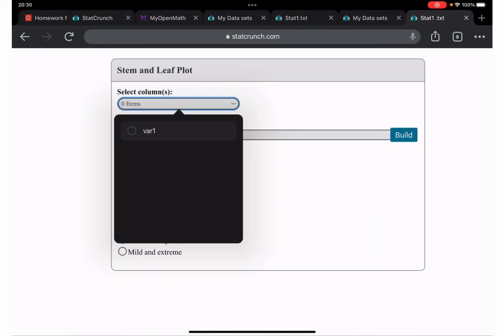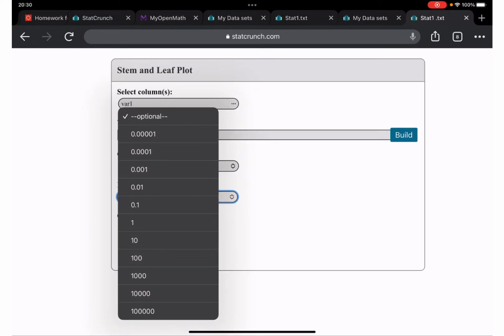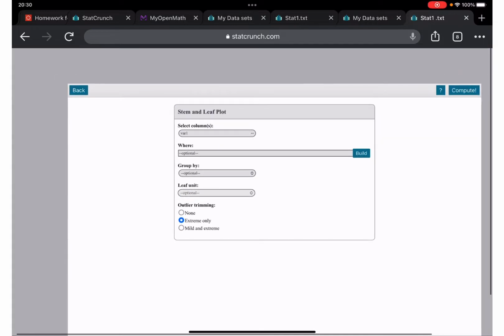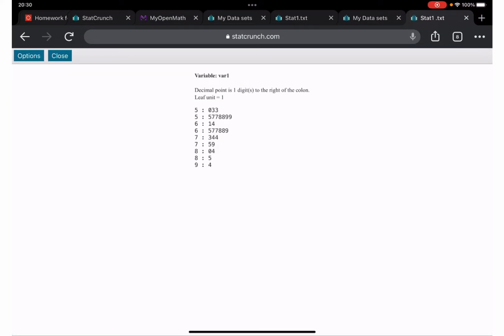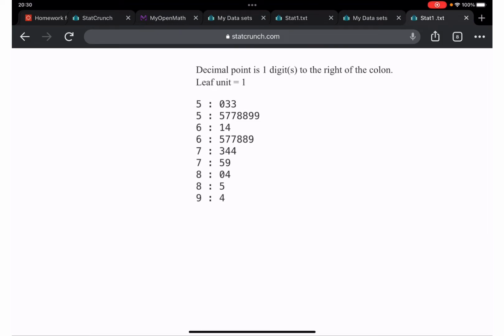So we are taking variable one, okay. Group we don't need it, leaf unit, what is it giving? We need how many decimal notation. It doesn't give us decimal, so we are not worried about it. And we are clicking compute. There we go. So decimal point is one digit to the right of the column. Leaf unit is one. Okay, so we can check and follow.